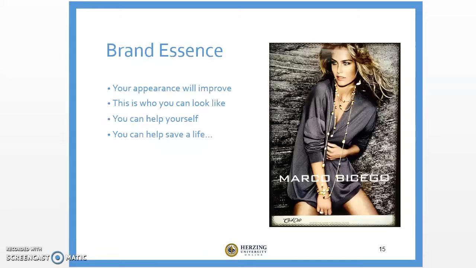Some more on brand essence. Your appearance will improve. This is who you can look like. You can help yourself. You can help save a life. So any sort of perfume, cologne, clothing, they're all good examples of how you can improve your overall look. And they usually put on a really attractive looking person that's dressed in those clothes, and they're hoping that someone will see this and think, I could potentially look like this if I bought these products.